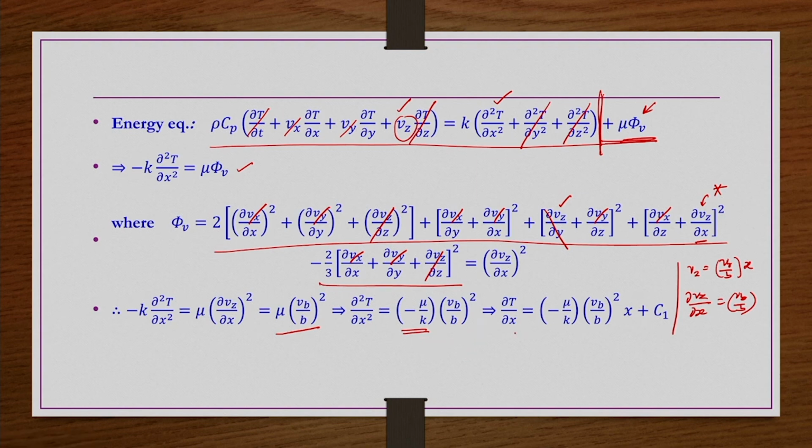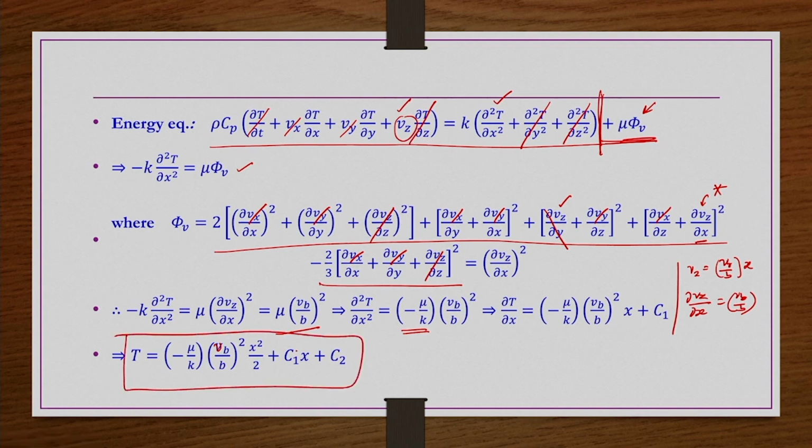If you integrate it, ∂T/∂x equals minus μ by k (Vb by b) whole square x plus C1. If you integrate it again, T equals minus μ by k (Vb by b) whole square x square by 2 plus C1 x plus C2, right. So, this is the temperature profile, but it has two unknowns C1, C2. Those two unknowns we will now find out using the boundary conditions.